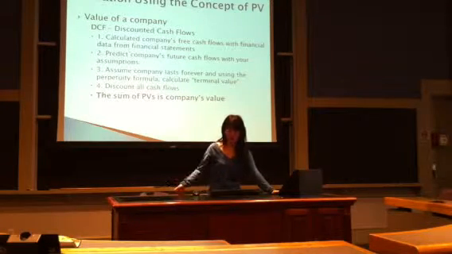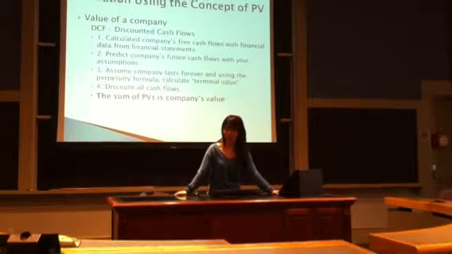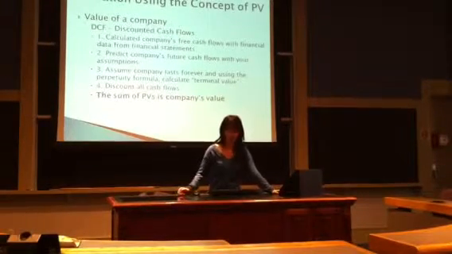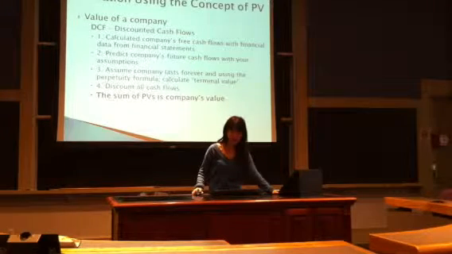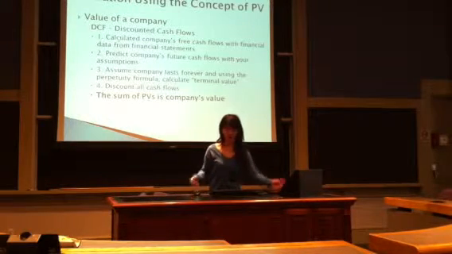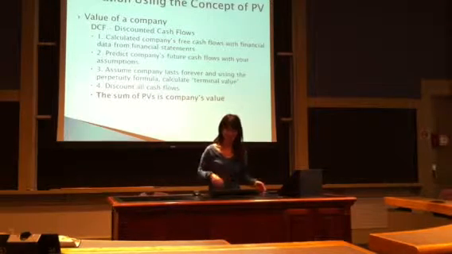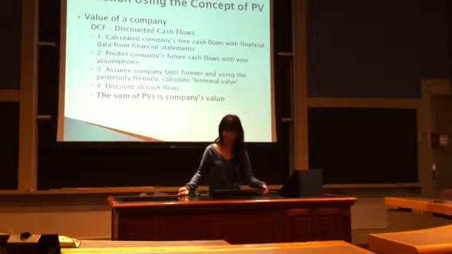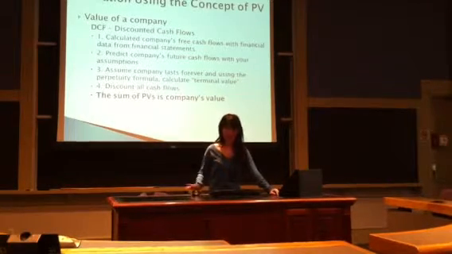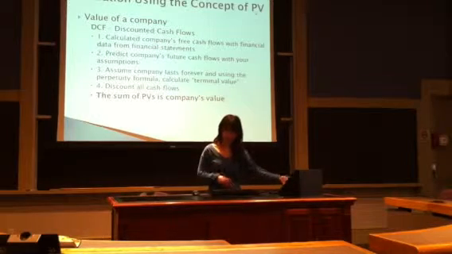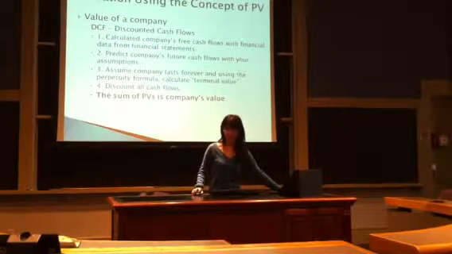And also, you can use the idea of PV in the value of a company. So DCF, the thing we always talk about, is discounted cash flow. So the first thing you do is calculate the company's free cash flow, and then you get the data from the financial statements of the company. This is a complicated accounting process. I'm not going to go into detail here. But after you get the company's cash flow, you somehow predict the cash flows from the future. And using the same thing that we did just now, we can discount all the cash flow and find the present value of the company.